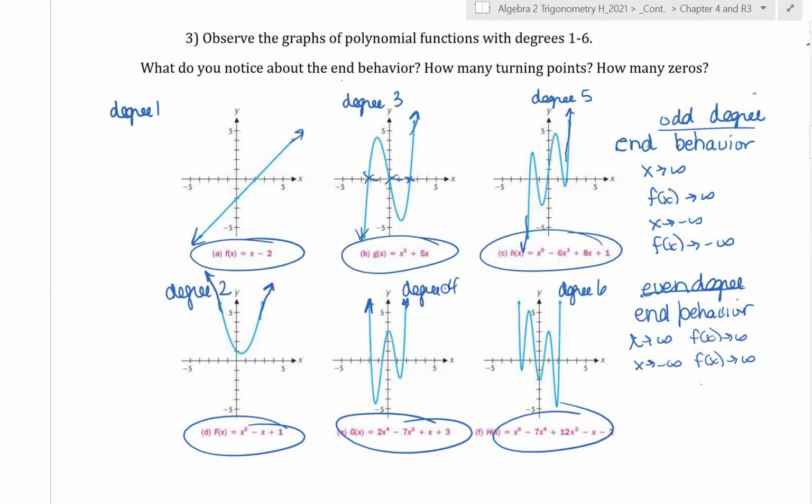Let's take a look at turning points. So notice this was degree 1, no turning points. This was degree 3, 1, 2, 2 turning points. This was degree 5 and it had 1, 2, 3, 4 turning points. For a parabola that was degree 2, it had 1 turning point. And this was a fourth degree. It had 1, 2, 3 turning points. Degree 6, 1, 2, 3, 4, 5 turning points.